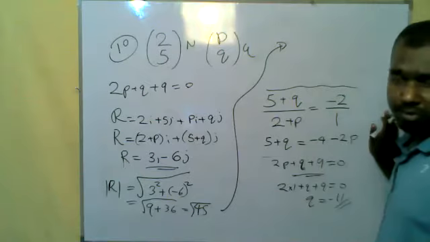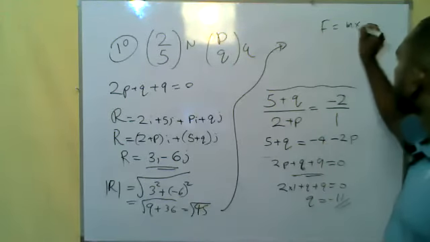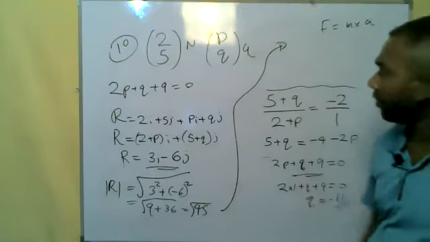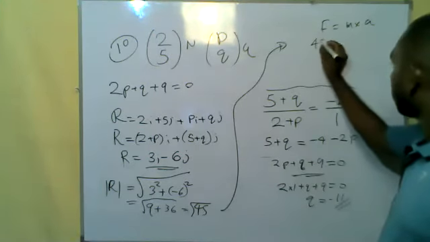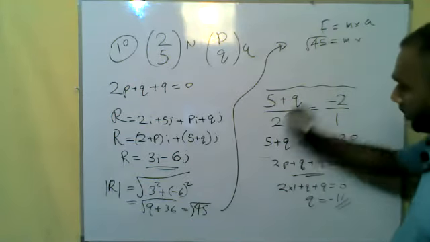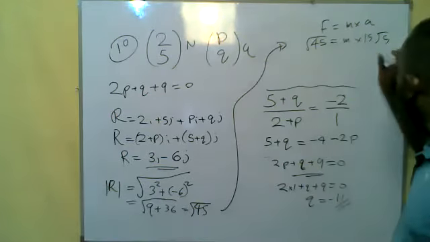Now we can apply force equals mass times acceleration. How much was the force? Resultant force is square root 45. Square root 45 should be equal to mass times the acceleration. It was how much? 15 times square root 5.